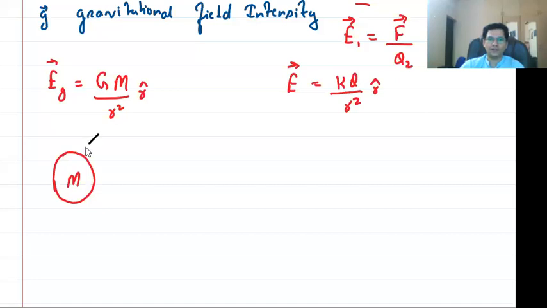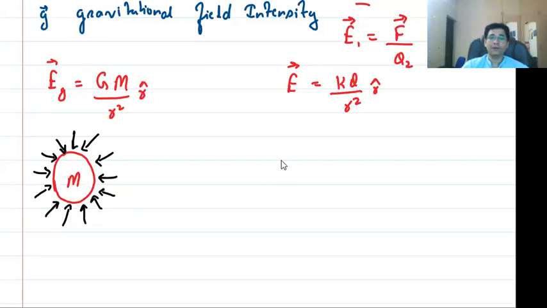Which means the gravitational field direction is always what? Toward the center. Yes or no? I am talking about Earth. Toward the point charge, right? Because mass is always positive. Makes sense? Understood by everyone?